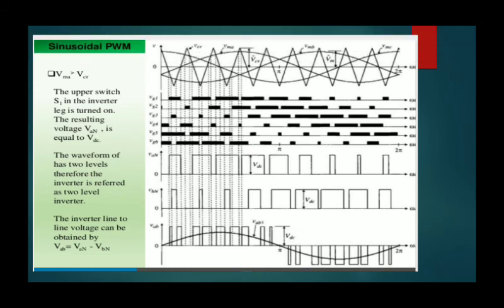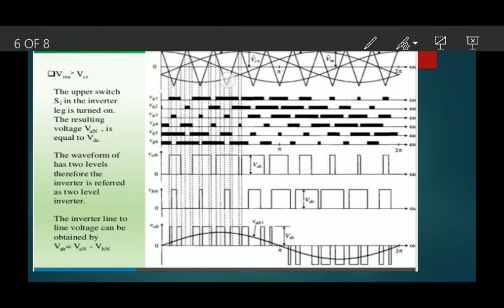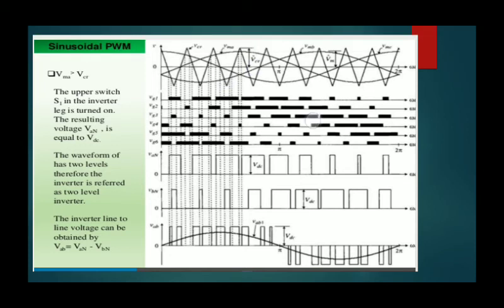Whenever the modulating signal in any phase is greater than the carrier signal amplitude, then the voltage across that phase is present. Similarly, the upper switch S1 of the inverter leg turns on, and the result is the voltage VAN equal to VDC. Whenever the message modulating signal amplitude is greater than the carrier signal amplitude, the voltage will be present in that phase. Similarly, on this waveform you can see at that time the DC voltage is present.